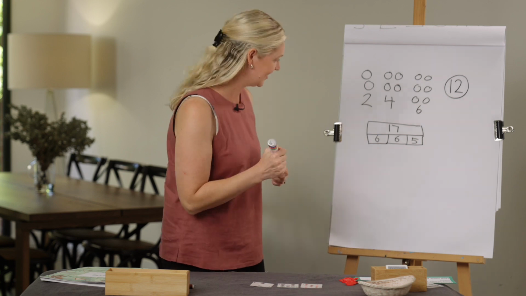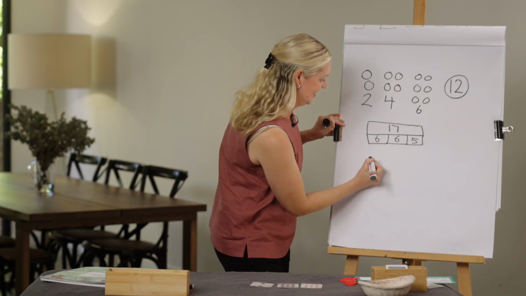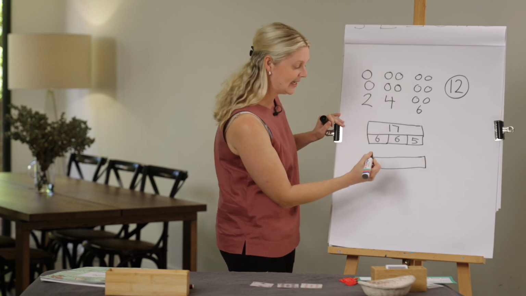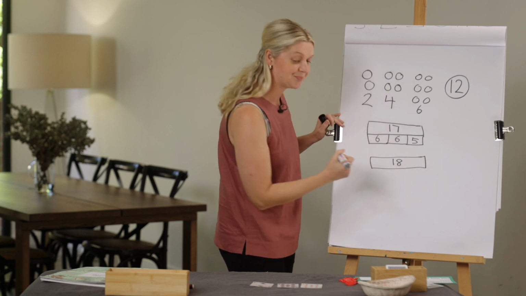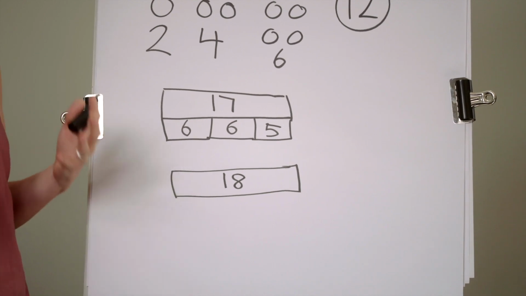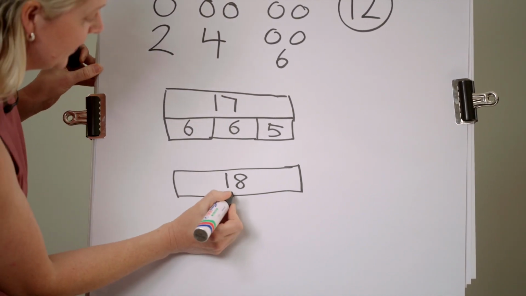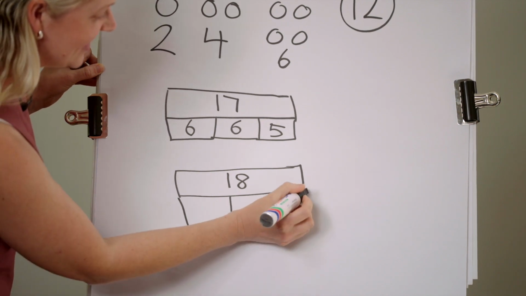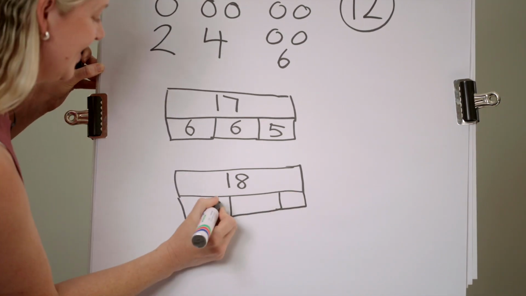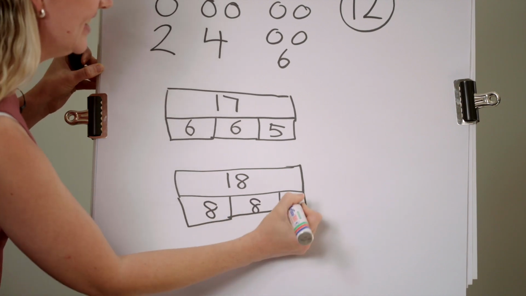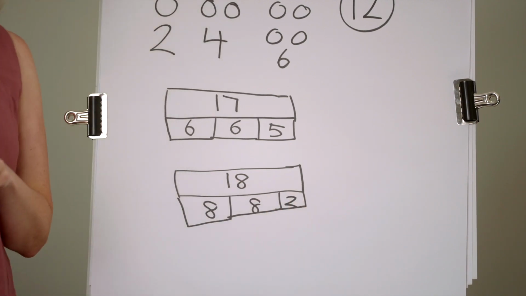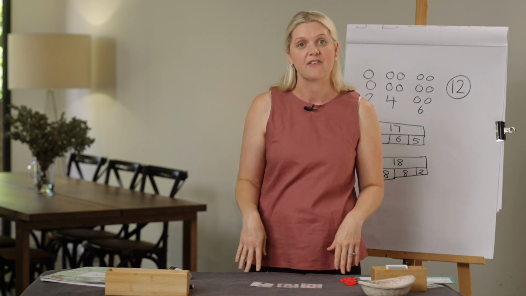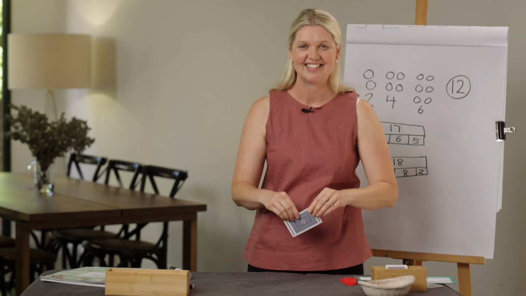Let's record it. With our bar, our total is 18. And the three parts that made 18 were 8, 8, and 2. Now, if you're looking for a challenge, you could turn over 4 cards. Shall we try this together?